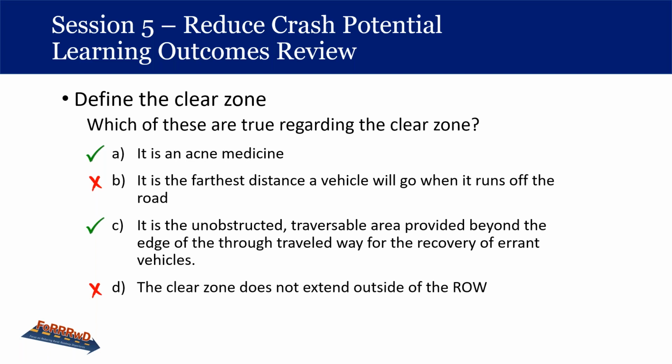And then D is not the case. So the right-of-way does not define the clear zone. It may affect what can be done to address obstacles, but some of those are outside of the right-of-way. So sometimes we can't, but we can do what we can with what's in the right-of-way. As far as B goes, B is false because the clear zone values are based on 80% of vehicles stopping.